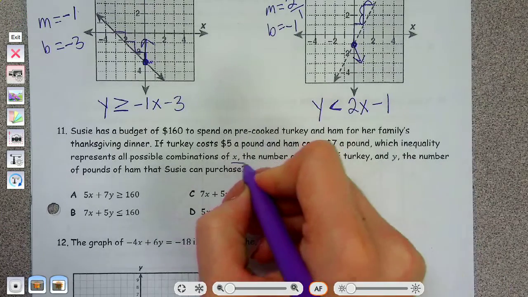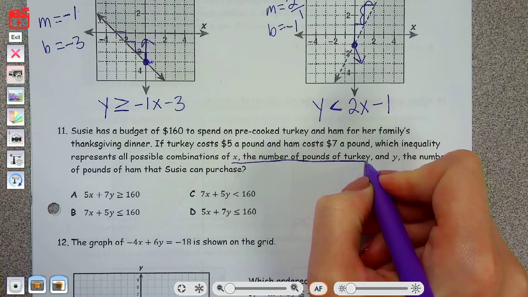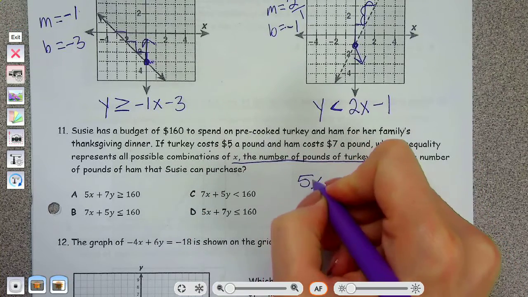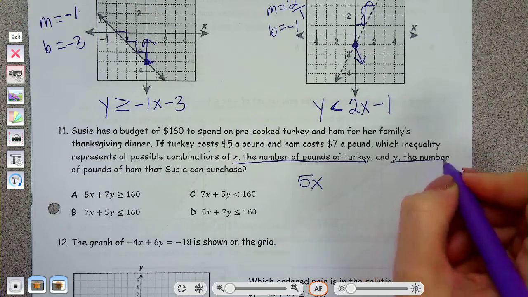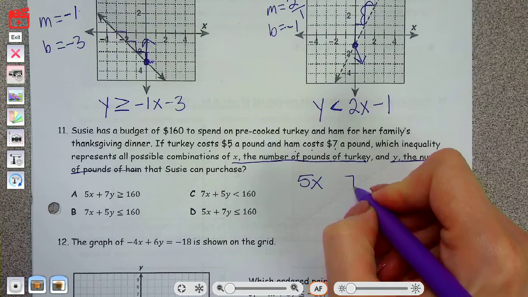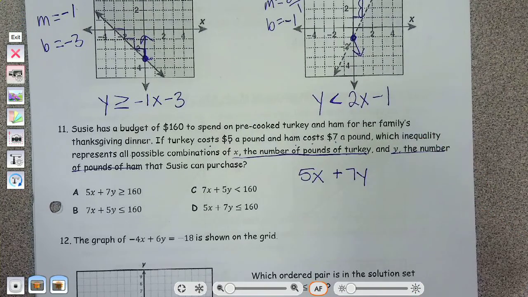Okay, well, let's do that real quick. X is pounds of turkey. So turkey costs 5, so that's going to be 5X. And Y is the number of pounds of ham. Ham costs 7, so that's going to be 7Y. Okay, so there we go.